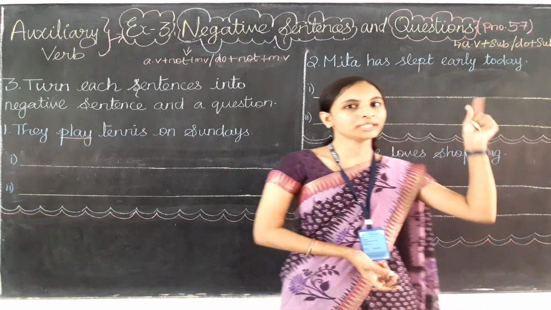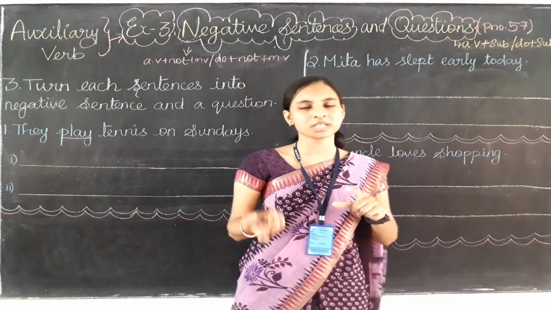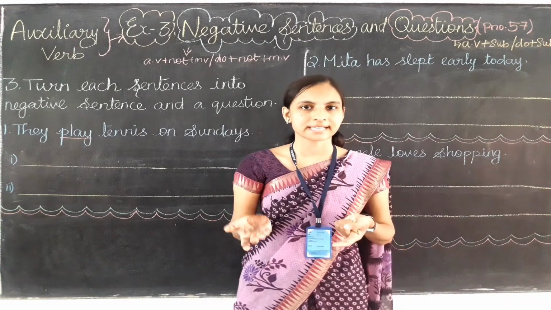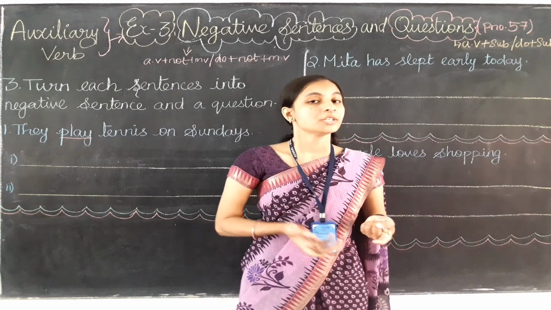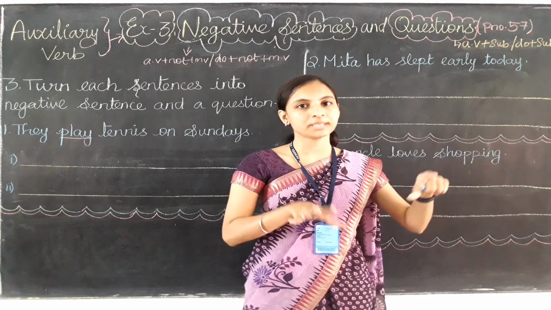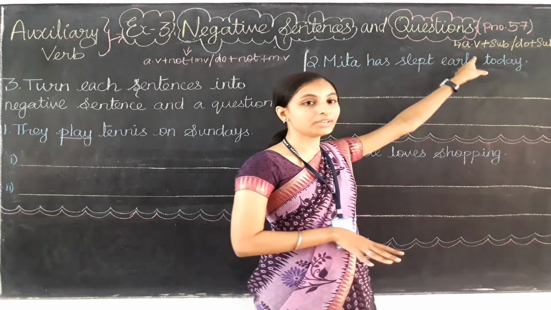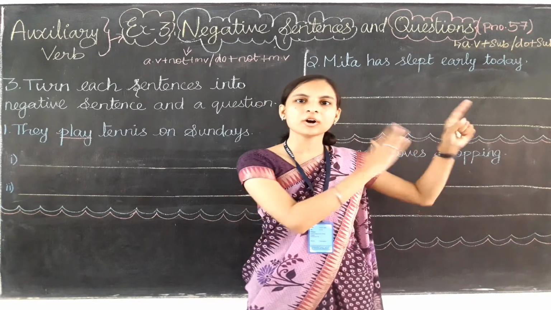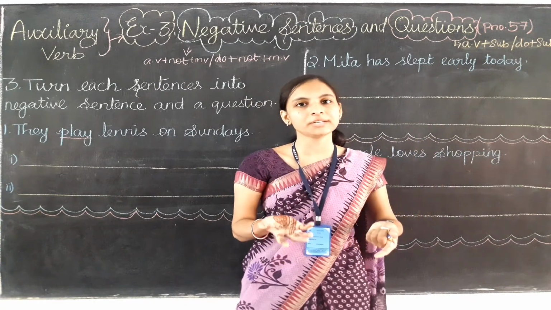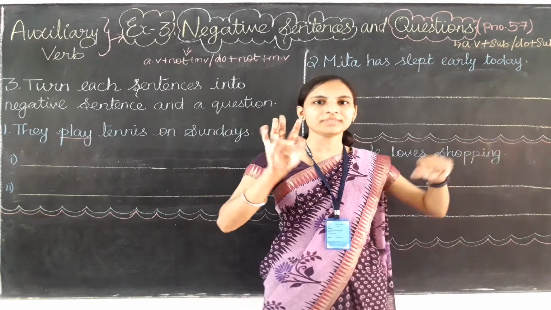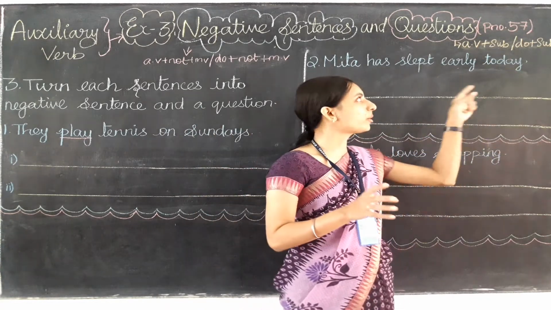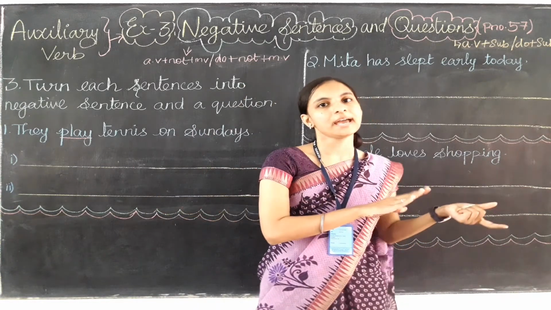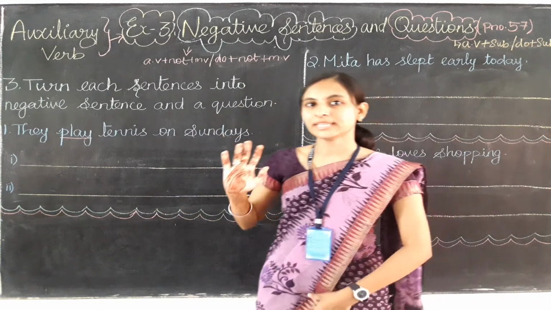What about the question? For questions also we need to check whether the sentence contains an auxiliary verb with the main verb or not. If there is an auxiliary verb with the main verb, we write the auxiliary verb first, then the subject and then all other things. If there is no auxiliary verb, we will use the do form verb. So for making the question we write the do form verb first, then the subject, and then the other things. Okay, let's start doing the exercise now.